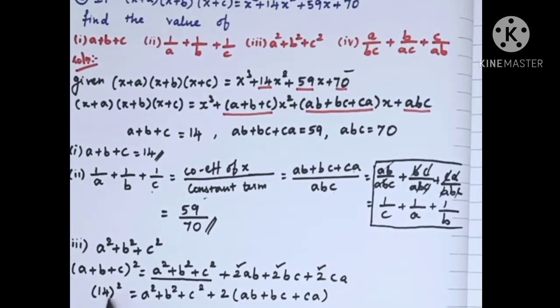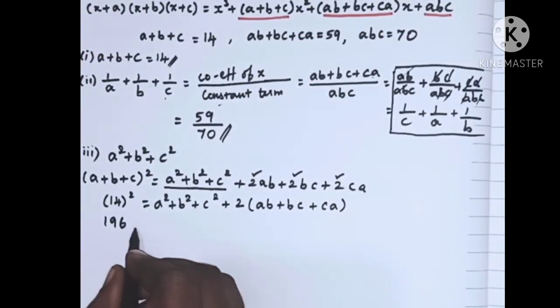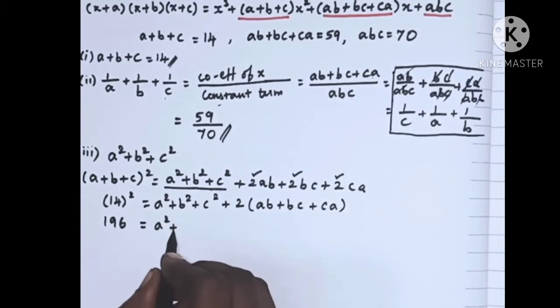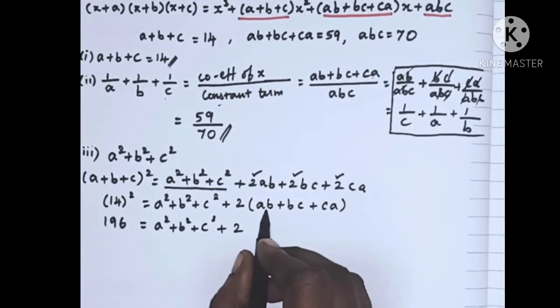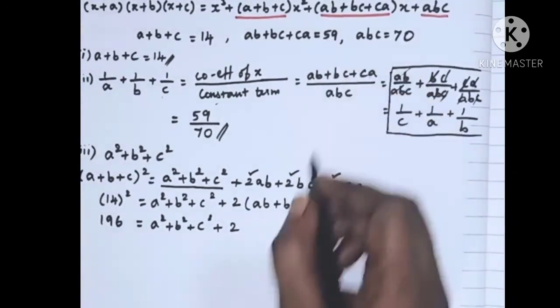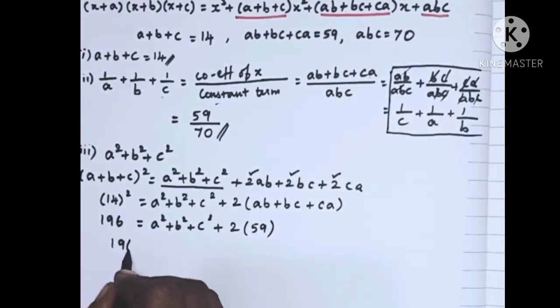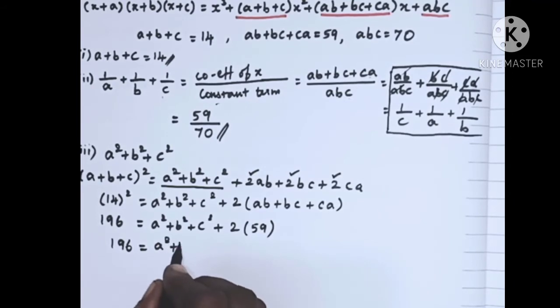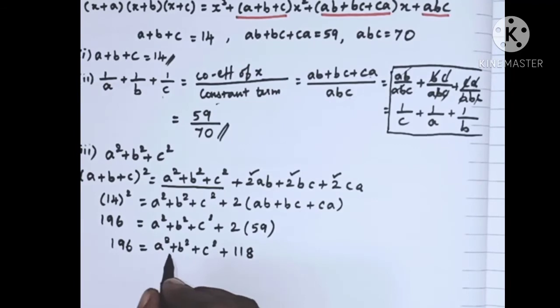Okay. Now 14 square is 196, which is equal to a square plus b square plus c square plus 2 into the value of ab plus bc plus ca, which is nothing but 59. So substitute here 59. So 196 is equal to a square plus b square plus c square plus 2 into 59, which is 118. So now we have to find this a square plus b square plus c square alone.